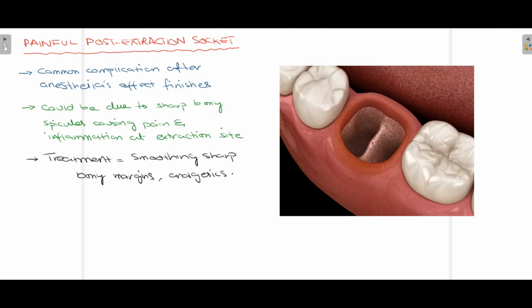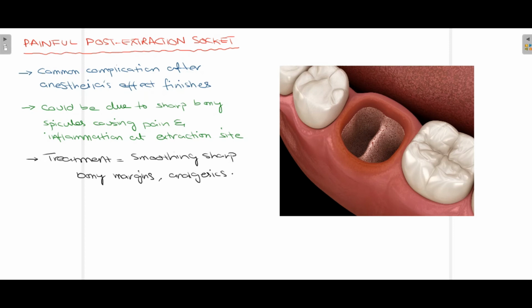Now, this pain at times can be due to some sharp bony spicule that was present. For example, you have performed surgery and in the interradicular region some sharp bony spicule or sharp bony margin is present. This can irritate the overlying and underlying soft tissues, which can lead to pain for the patient, and this further leads to inflammation around the extraction site. So this is one of the causes which can cause painful post-extraction socket. But some kind of pain after extraction is present.